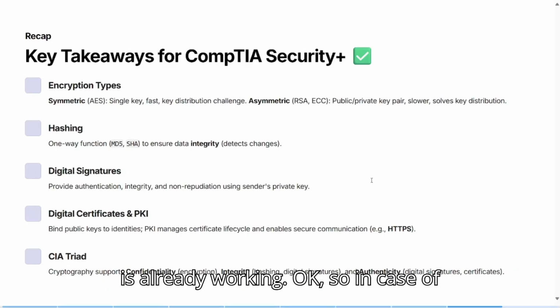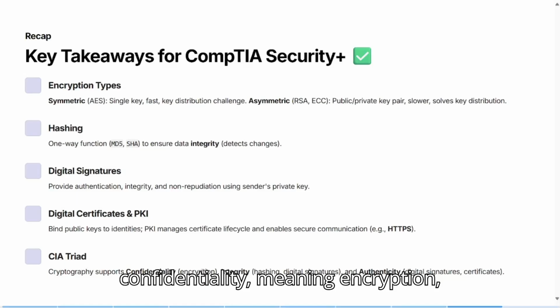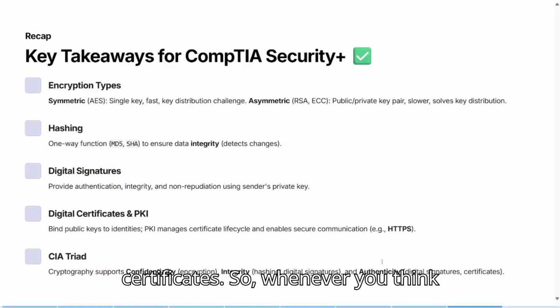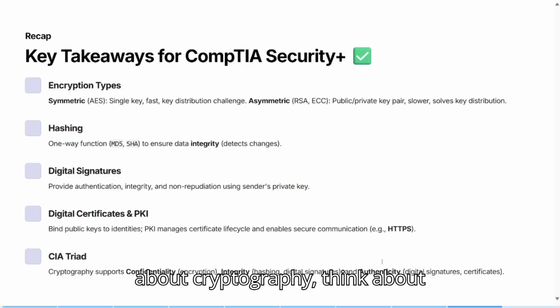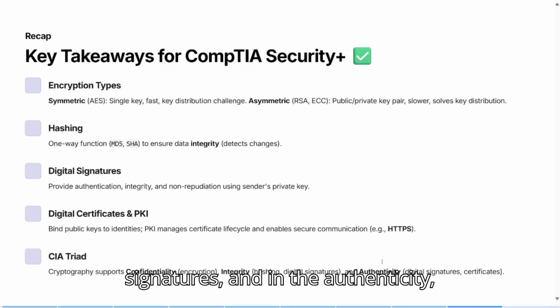In case of our CIA triad, cryptography supports confidentiality, meaning encryption. Integrity is supported by hashing and digital signatures, and authenticity is supported by digital signatures and certificates. So whenever you think about confidentiality, think encryption. In case of integrity, think hashing and digital signatures. And in authenticity, think digital signatures and certification.